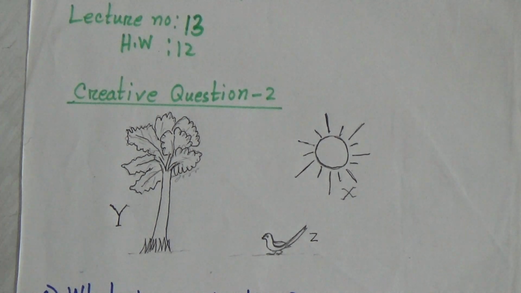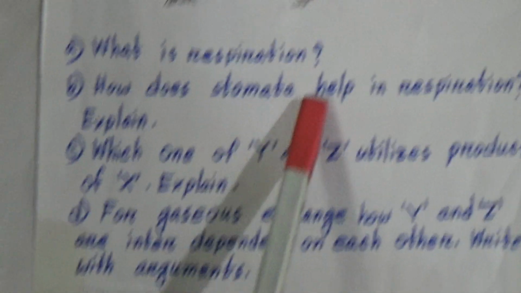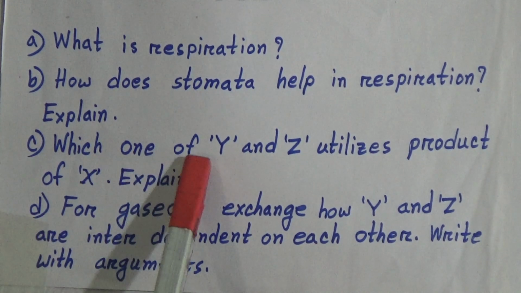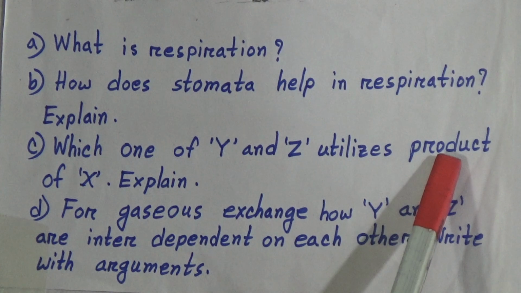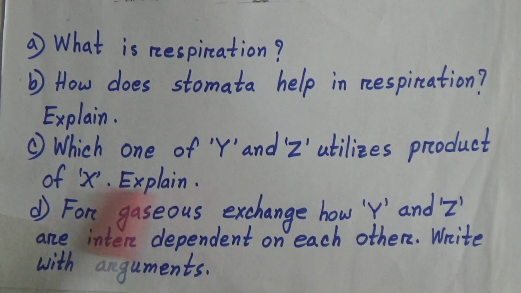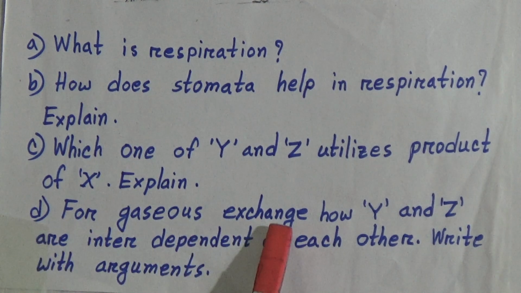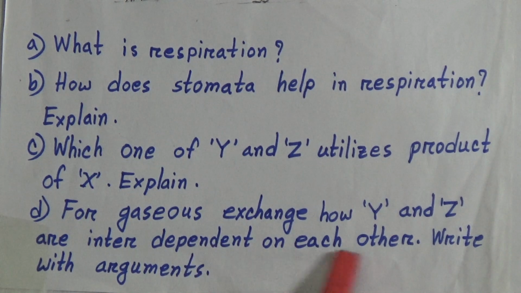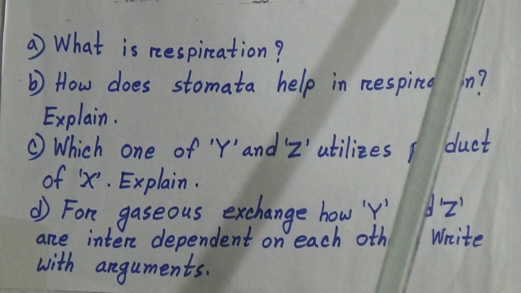Question A is, what is respiration? And B number question, how does stomata help in respiration? Explain. And C number, which one of Y and Z utilizes product of X? Explain. D number, for gaseous exchange, how Y and Z are interdependent on each other? Write with arguments.